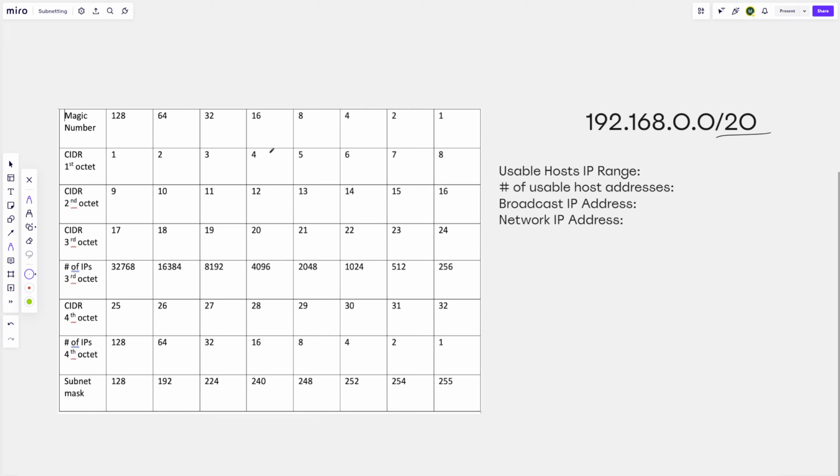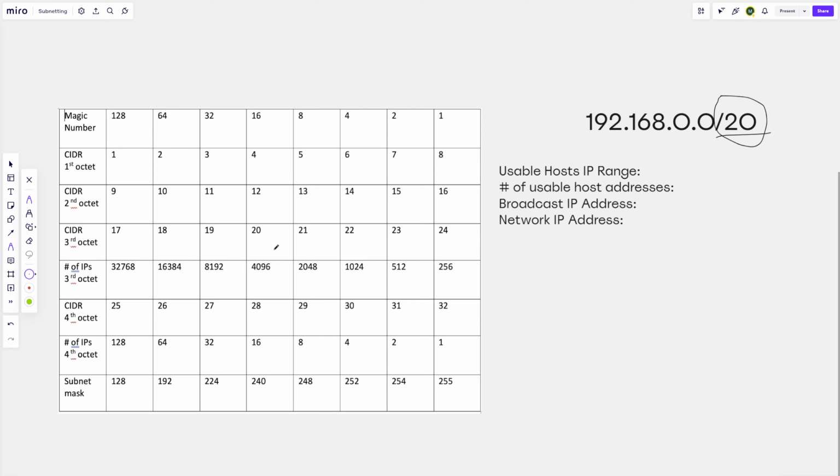So moving on, the second row here is the first octet CIDR, second octet CIDR, third octet CIDR, and then this row here shows the number of IPs for the third octet. The fourth octet CIDR, this row right here, the IP addresses for the fourth octet, and then finally the subnet mask. Some of this might seem like gibberish to you, but let me explain it now. Step one, we look at what our CIDR is. Our CIDR is 20, so we're going to go here and find 20.